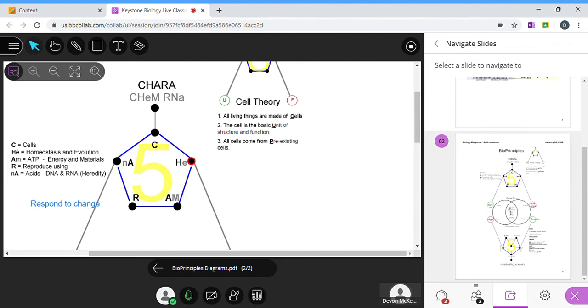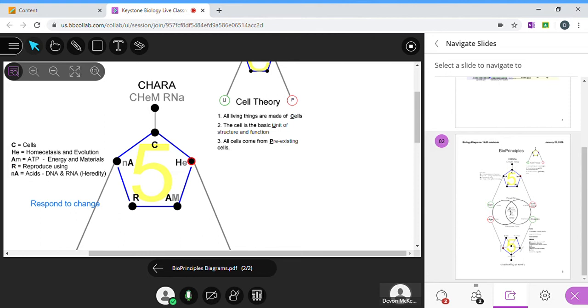If you want your car to do work, it has to have gas. If you want a cell to do work, it has to have ATP. So gas is to a car as ATP is to the cell. ATP is cellular energy. So in CHARA, the first A is to help you remember ATP. It's cellular energy, and that's supposed to help you remember energy and materials. All living things need energy and materials.